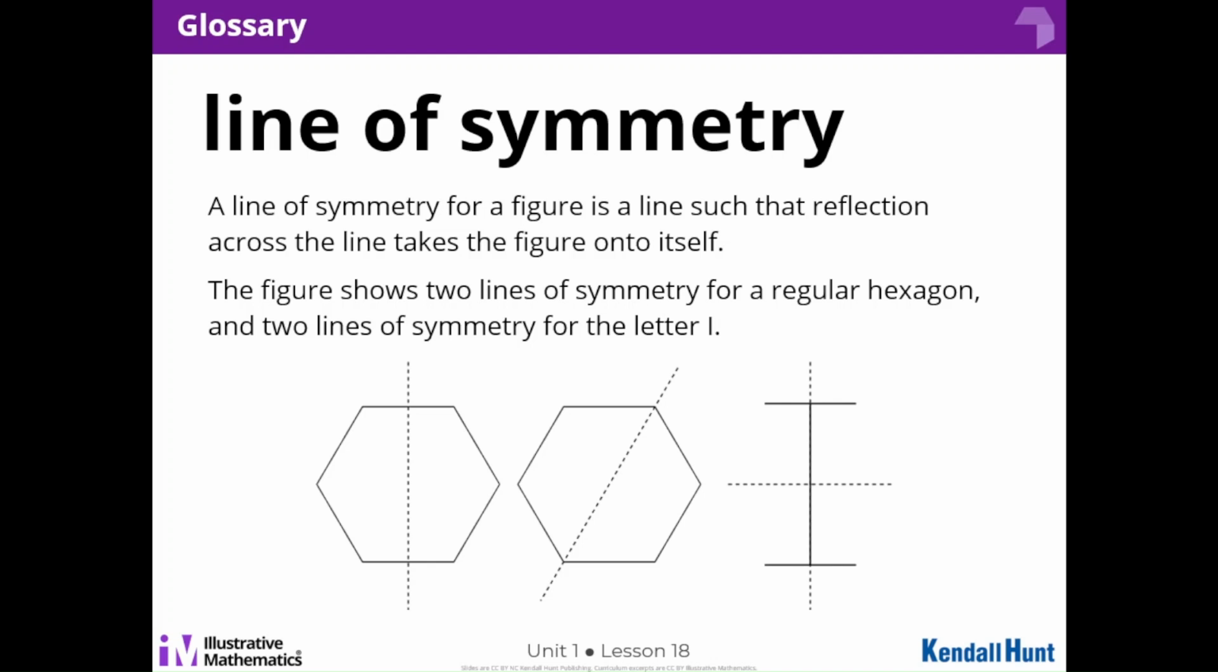In the middle, we're folding it kind of diagonally, but again, those lines will fold over right on top of each other. And then with the capital letter I on the right, you could fold that left to right, and the lines would match up. You could fold that top and bottom, and the lines would match up.